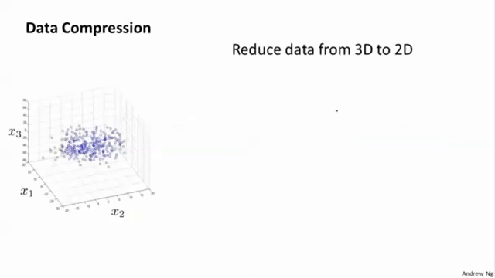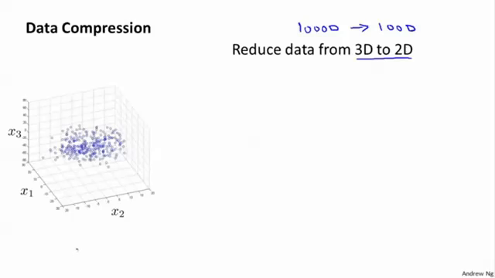On the previous slide, we showed an example of reducing data from 2D to 1D. On this slide, I'm going to show another example of reducing data from 3-dimensional or 3D to 2-dimensional or 2D. By the way, in a more typical example of dimensionality reduction, we might have 1,000-dimensional data or 1,000D data that we might want to reduce to, let's say, 100-dimensional, 100D. But because of the limitations of what I can plot on the slide, I'm going to use examples of 3D to 2D or 2D to 1D.